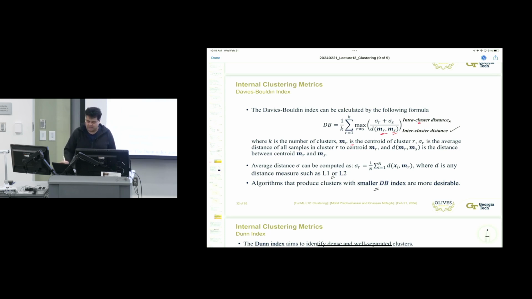We want a smaller DB index. We want to make sure that the intercluster distance is very, very high. This is essentially what we want. Intra-cluster distance is not something you can always have control over. But ideally, if it's lower, then it's better as well.